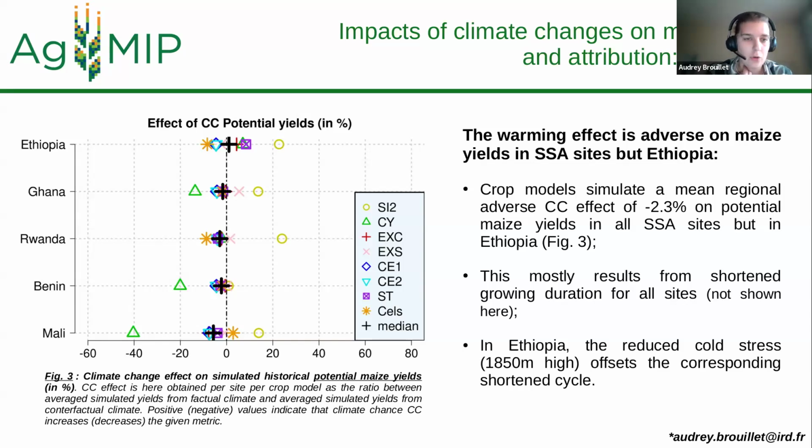I don't have the time to show all the diagnostics here, but this potential yield result mostly comes from a shortened growing duration for all sites. There was a decrease of the growing duration for all of the sub-Saharan sites. And in the case of Ethiopia, a site where potential yields increased during the historical period, it's because the site is located at very high altitude, so the reduced cold stress due to the warming offset the corresponding shortened cycle.